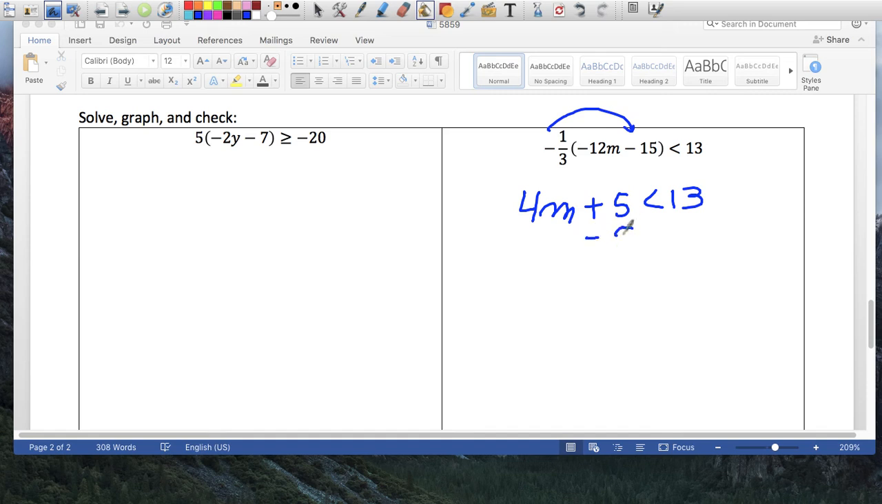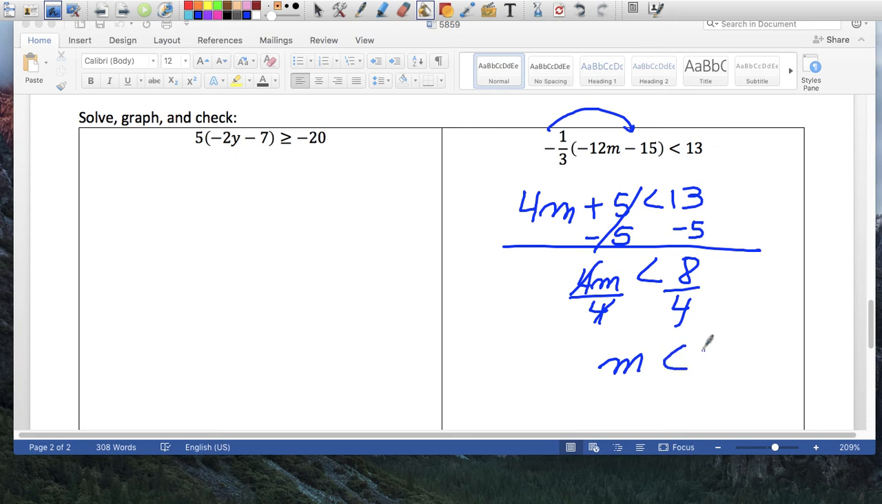This one's pretty simple. Minus 5 here. Minus 5 here. And this one goes bye-bye. 13 minus 5 is 8. 4m comes down. Divide by 4. Divide by 4. m is less than 8.